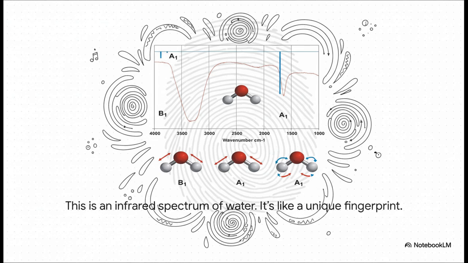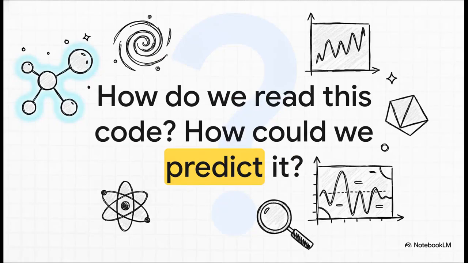You see, each one of these dips isn't just a line on a chart. It's a message. It represents a specific way that the water molecule is wiggling or bending or stretching. It's a secret code that describes its internal dance. So, that's the big question, right? How in the world do we read this code?